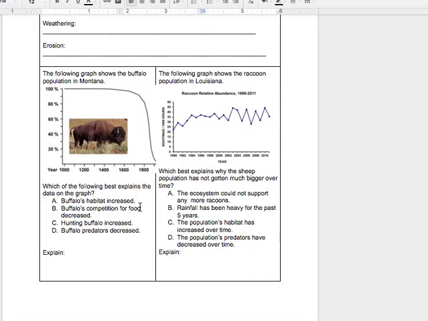Number 3. The following graph shows the raccoon population in Louisiana. Which best explains why the population has not gotten much bigger over time? A. The ecosystem could not support any more raccoons. B. Rainfall has been heavy for the past 5 years. C. The population's habitat has increased over time. Or D. The population's predators have decreased over time. Your answer should be A. The ecosystem could not support any more raccoons.